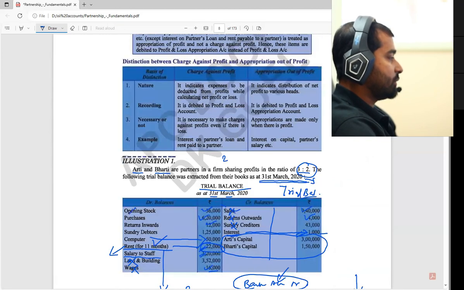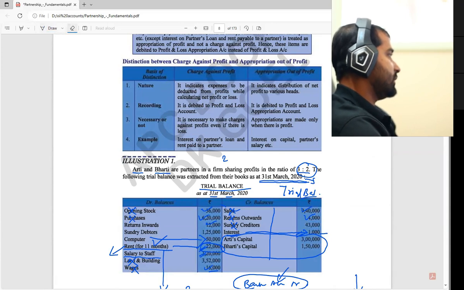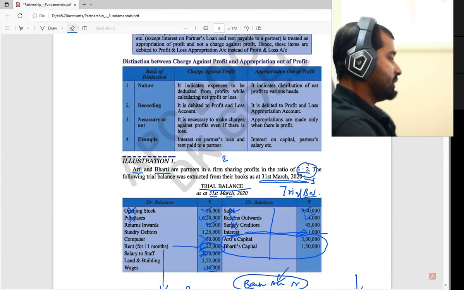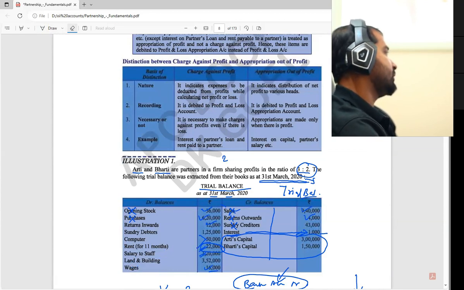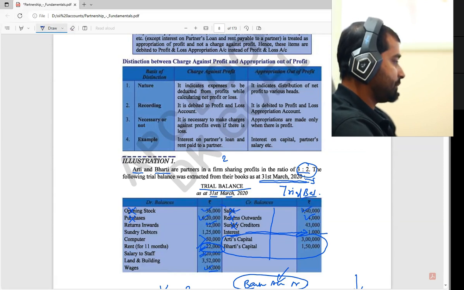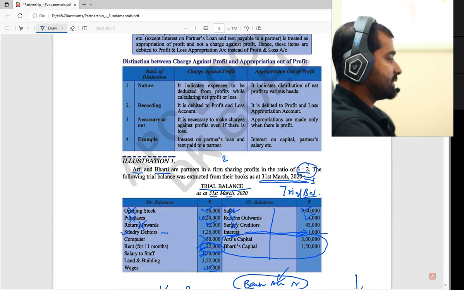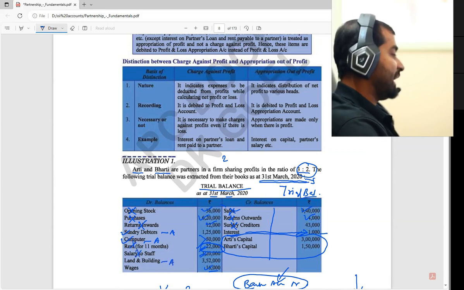Opening stock we have used. Purchases we have used. Return inwards we have used. Sundry debtors, no, we have not used. Sundry debtors is an asset, correct? That will go to the balance sheet. Next, computer is an asset. It will go to the balance sheet. Rent we have used. Salary we have used. Land and building is an asset. It will go to our balance sheet.